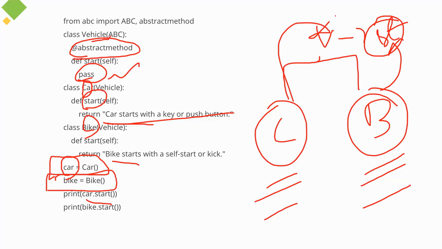In the same way, whenever you call a bike object, bike dot start executes the start function, which is written in the class Bike. So this is the start, and this part is executed here. This is how the final output would be: car starts with a key or a push button, and bike starts with a self start or key.